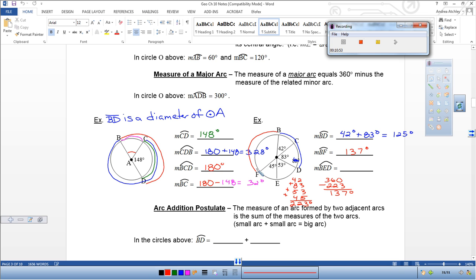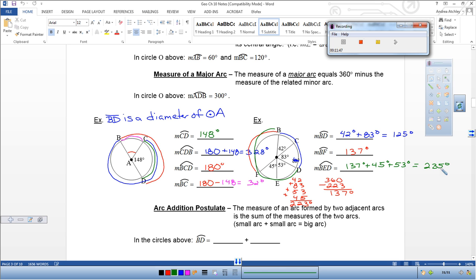And the last one would be BED. So I'd have to add the 137, the 45, and the 53 to get what? How's it going? Pretty easy?